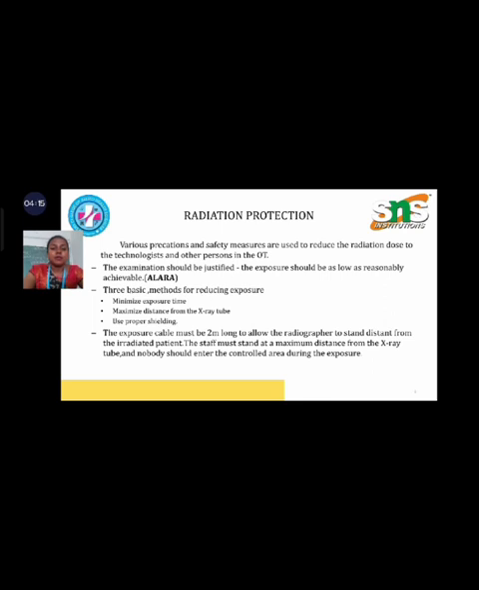Three basic methods for reducing exposure should be followed: minimize exposure time, maximize distance from the X-ray tube, and use proper shielding. The exposure cable must be 2 meters long to allow the radiographer to stand distant from the irradiated patient. The staff must stand at the maximum distance from the X-ray tube and nobody should enter the controlled area during the procedure.